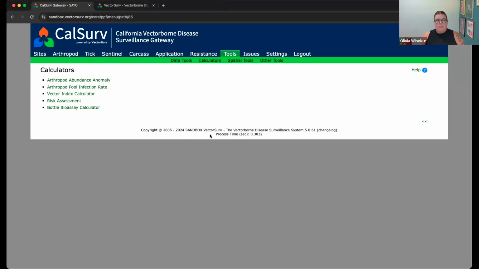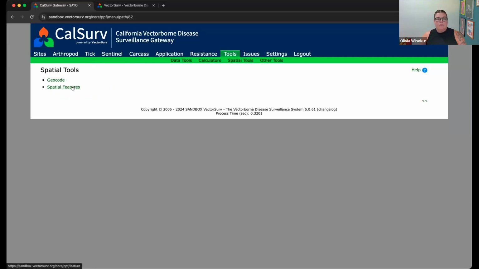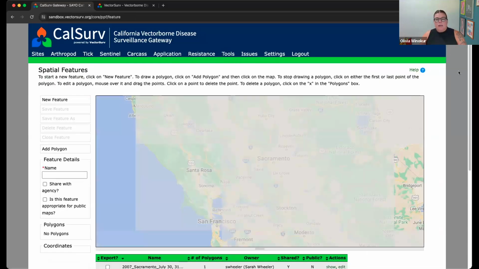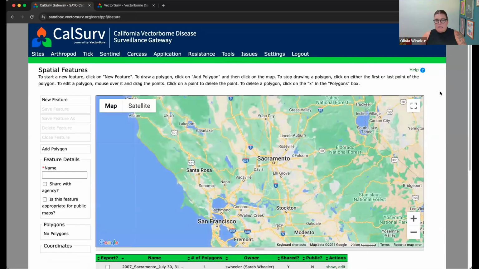I'm also in CalServe because we are using Sacramento Yolo mosquito control district's data. They've been very kind to let us use that for training purposes. So let's go over first how to create spatial features. So here we are under tools. This is where our calculators live as well as our spatial tools. So we are first going to go to spatial features. And this is how we are going to create features for our agency.